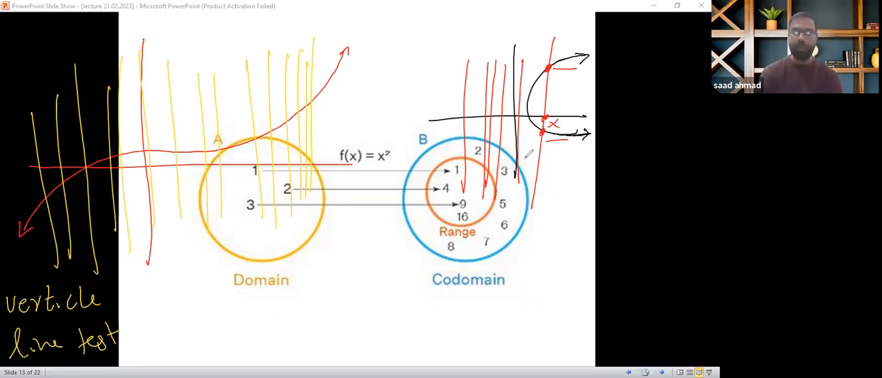So this is the vertical line test. If you are given a graph, you can just draw a vertical line, and if the vertical line crosses the graph more than once, then it's not a function.